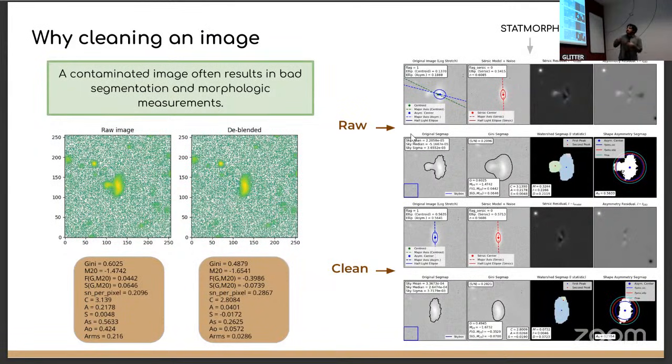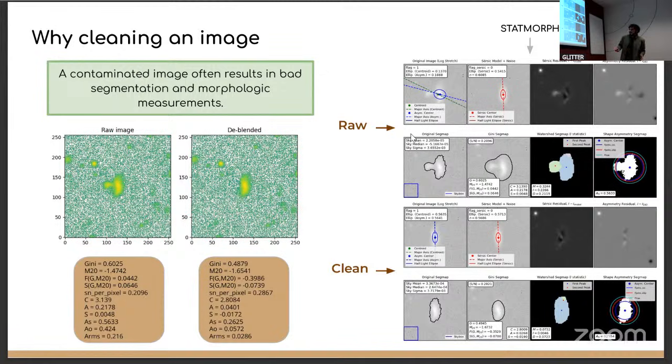So this is a quick example of why cleaning an image matters. Here you have a galaxy with a smaller galaxy that's the contaminant in the image because it's superimposed, but it's not on the same plane. And as you see, this is the Python code that I'm currently using for this. It's called statmorph. It's really, really good for this. As you see, it assumes that this galaxy is part of the system, and it gives us really bad numbers.